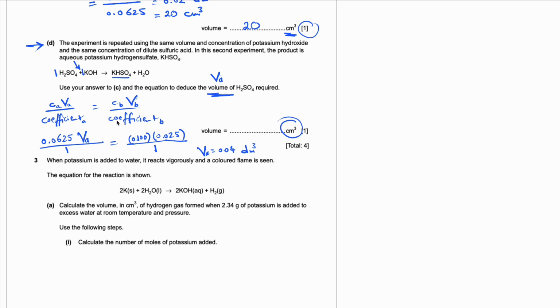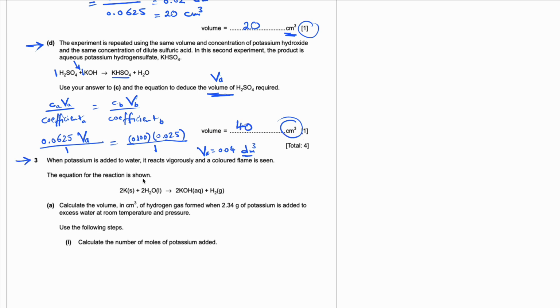Look, after doing all of this, if you forget to change it from cubic decimeters back into cubic centimeters, you may lose the mark. So you have to pay close attention to units, especially in these questions. So here you just need to multiply by 1,000, and that gives you 40 cubic centimeters.